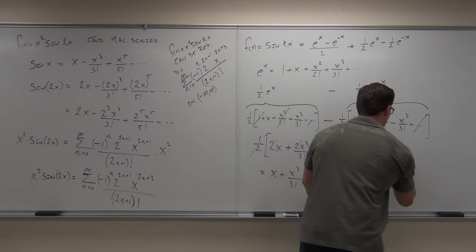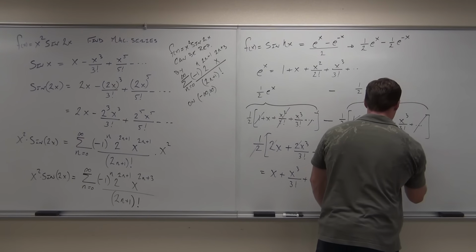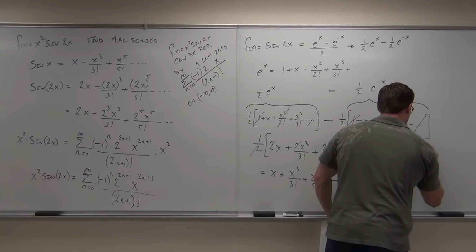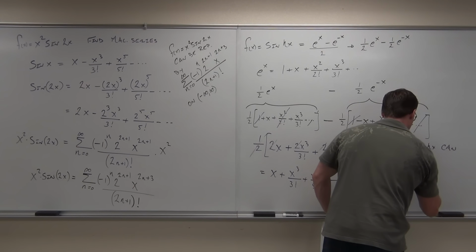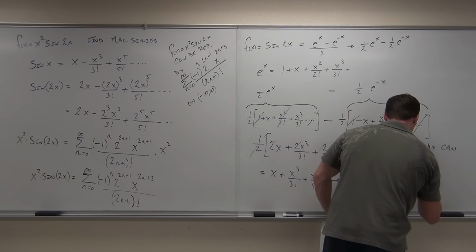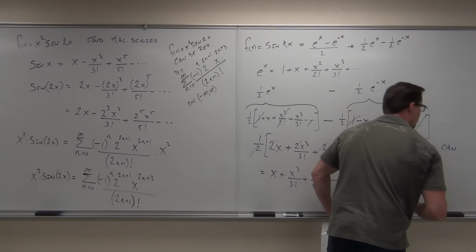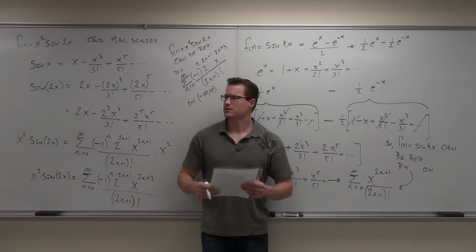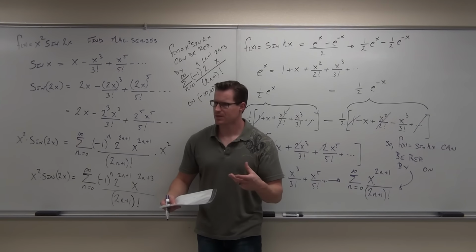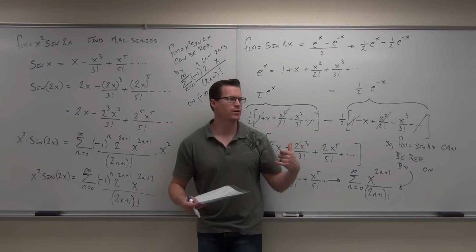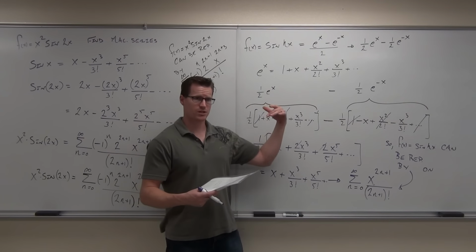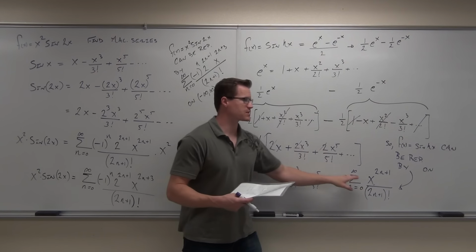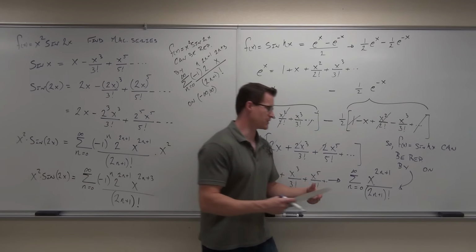So f of x equals sinh x can be represented by this. Now look back, what Maclaurin series did we use to do our work with? e to the x. So look at the interval of convergence for e to the x. All real numbers. Therefore, if we used a Maclaurin series which has a convergence of negative infinity to infinity, then this series also has convergence of negative infinity to infinity.